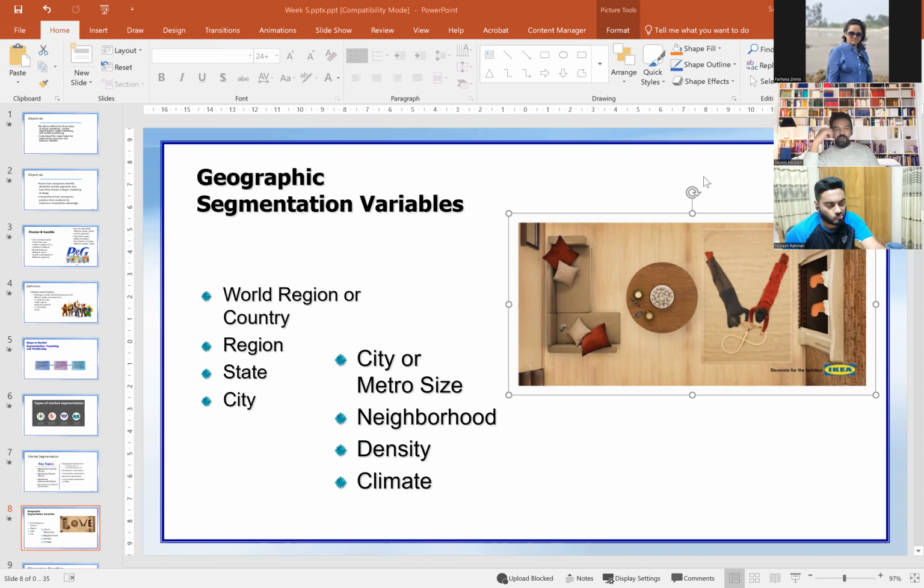So geographic segmentation, as we have understood, is purely based on geographic factors. From a local context, in Bangladesh, we can think about when different brands will be selling their product to a particular zone or area, considering that area. That will be geographic segmentation. Can someone give me a local example of geographic segmentation, maybe with a real product?